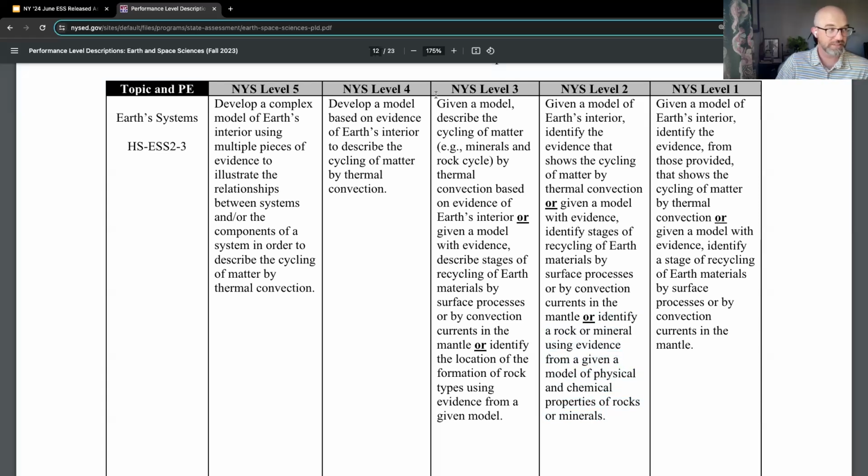Level 3 says, given a model, describe the cycling of matter. Here we have identify the evidence that shows the cycling of matter, but for level 3 they need to describe the cycling of matter by thermal convection, or, given a model with evidence, describe the stages of recycling of Earth's materials, or identify the location of the formation of rock types using evidence from a given model. And for level 4, they need to develop a model based on evidence to show what is happening here.